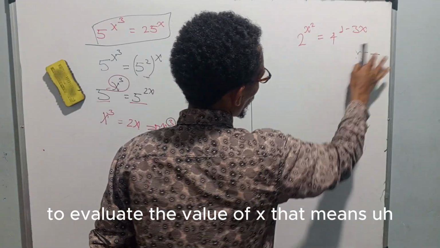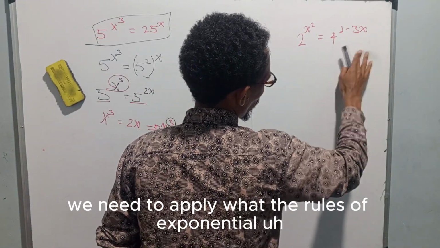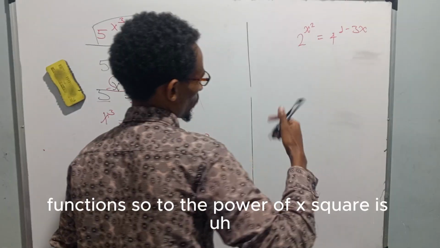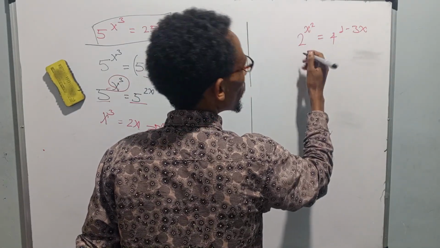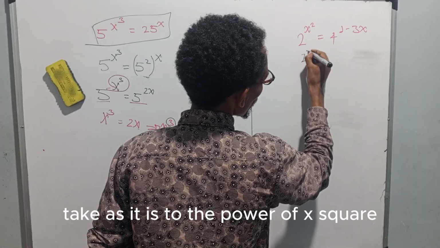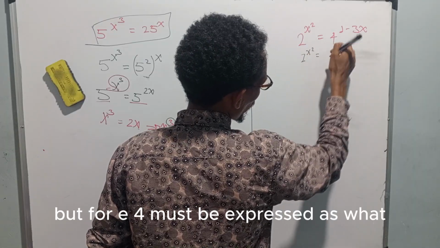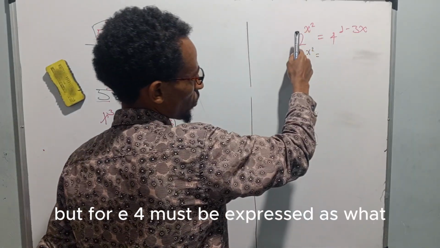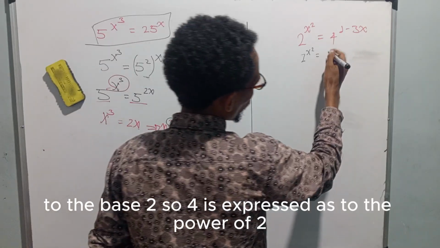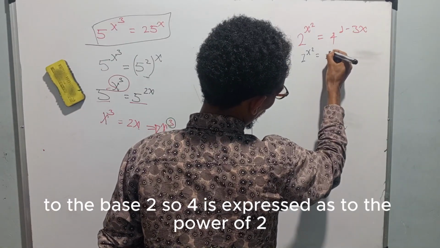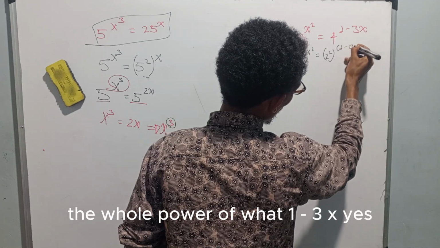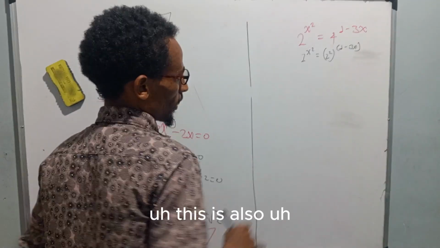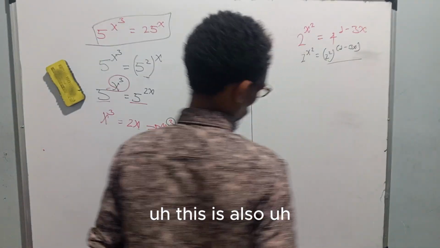That means we need to apply what? The rules of exponential functions. So e to the power of x squared, take as it is, but 4 must be expressed as what? To the base 2. So 4 is expressed as 2 to the power of 2, the whole power of what? 1 minus 3x.